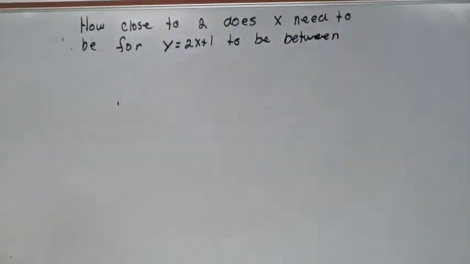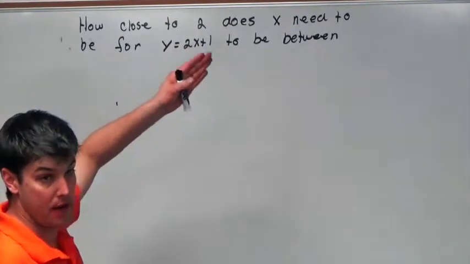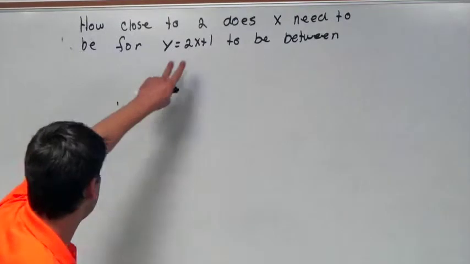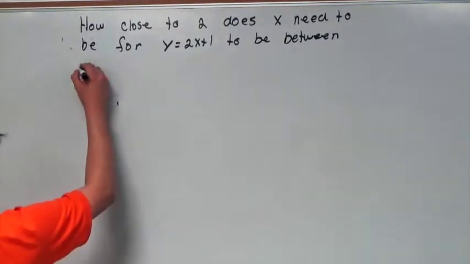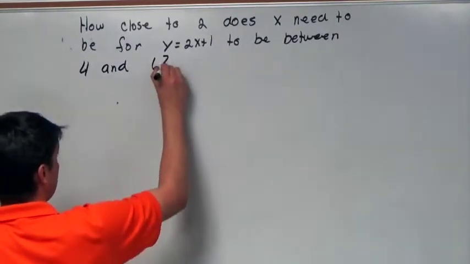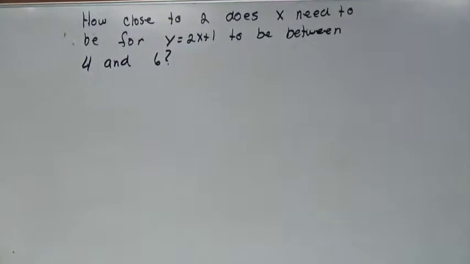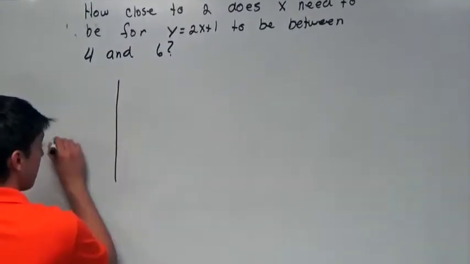Alright, so if x is really close to 2, this is close to 5. So let's go 1 unit above and 1 unit below, so for this equation to be between 4 and 6. Alright, we can get this purely with algebra. So let's think about what this graph looks like.